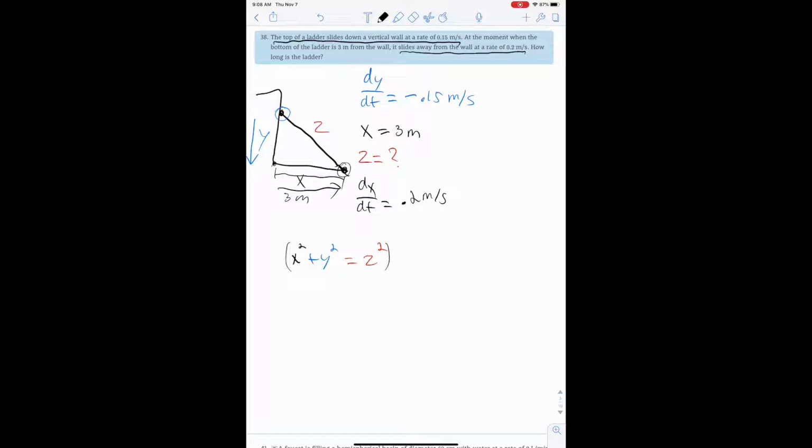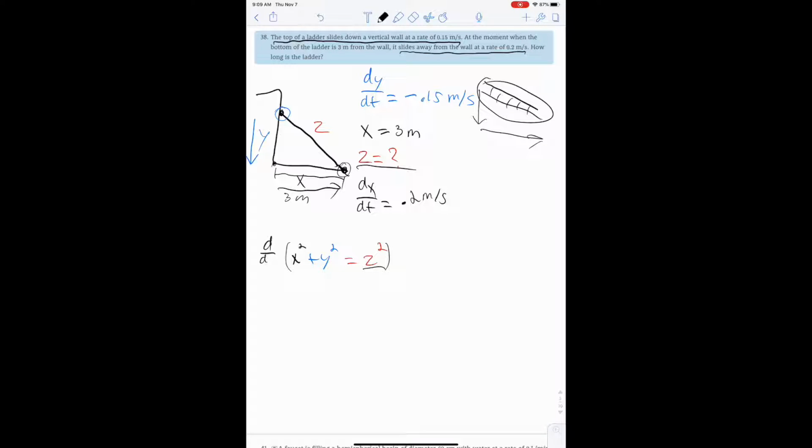Now we are solving for z. z is the length of the ladder. In no way do we know that the length of the ladder is changing. We only know that y and x are changing with respect to time. But z is constant. I mean, if I have this ladder here, and it's sliding down and to the right, the length of this will never change. It's going to remain constant. This means that z is constant in this equation. So that's going to help a lot when we differentiate.